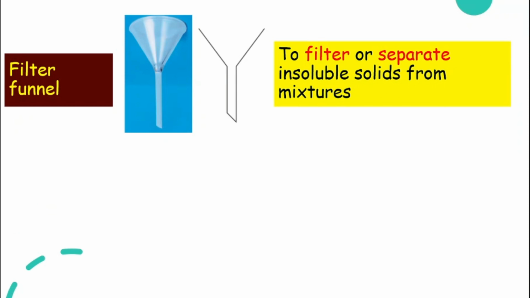This is a filter funnel, which we use to filter or separate insoluble solids from a mixture. For example, you want to separate sand from sandy water. Say you have a beaker of water, it is filled with sand and you don't want the sand, we want to separate it, we will use the filter.